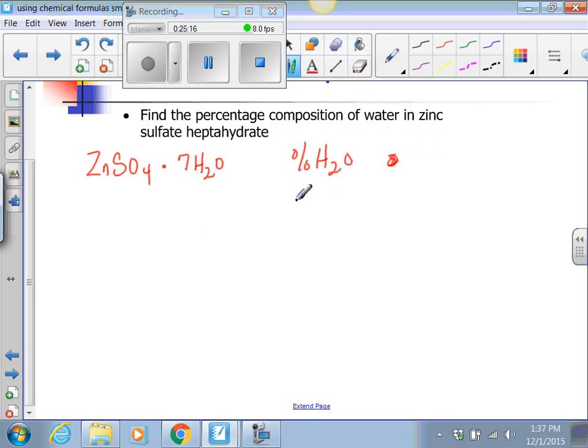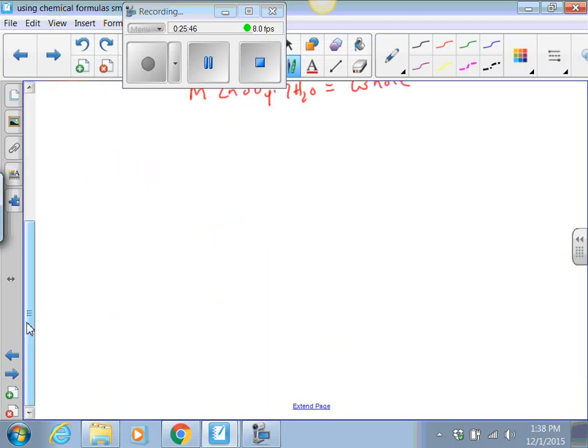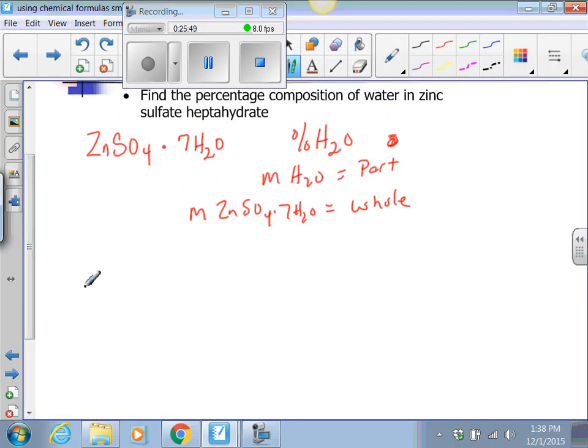So our mass H2O equals the part. The mass of ZnSO4.7H2O equals the whole. And we have not added up a total hydrate at this point, so that's something new. All right, so let's begin by finding the total mass of zinc sulfate heptahydrate.